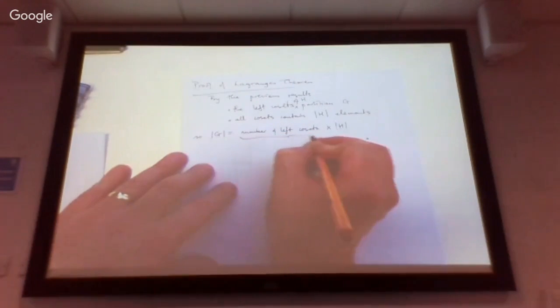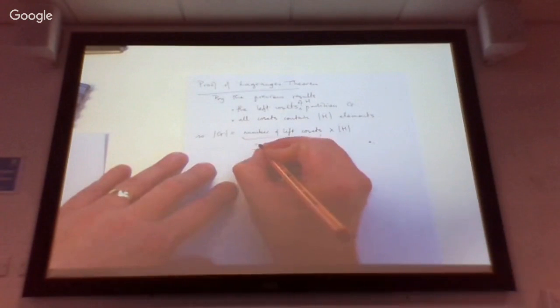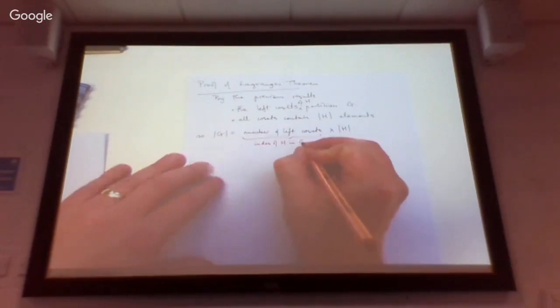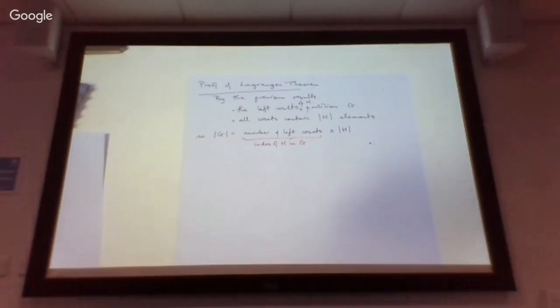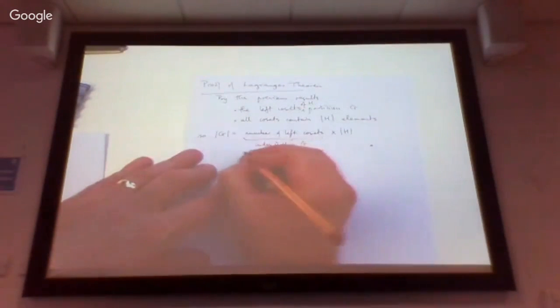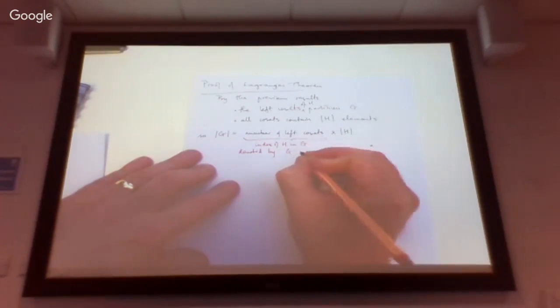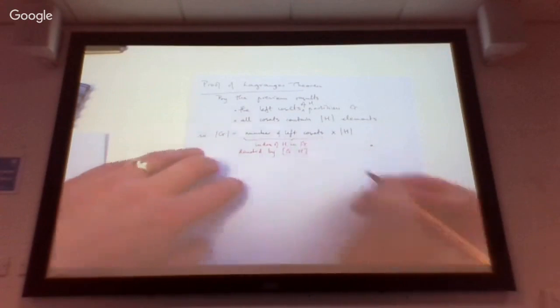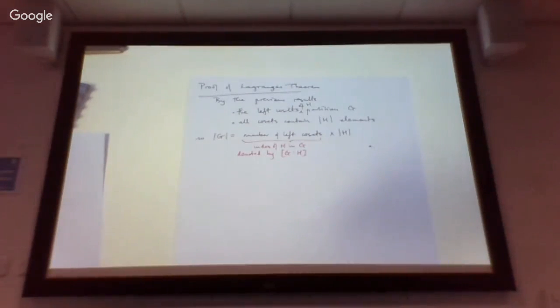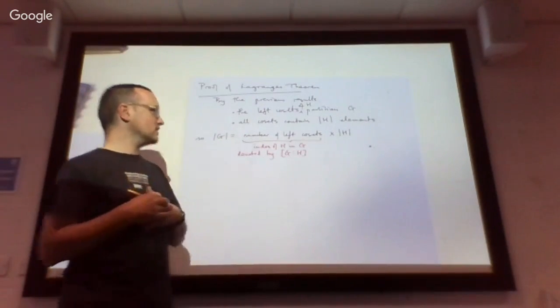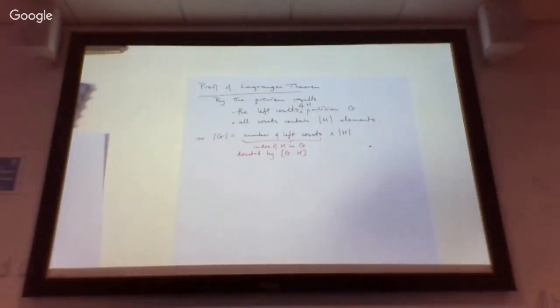This object has a technical name. This is called the index of H in G. It's the number of left cosets of H in G. It's denoted by this notation here, [G:H], G colon H inside square brackets. This is the index of H in G, the number of left cosets of H in the group G.